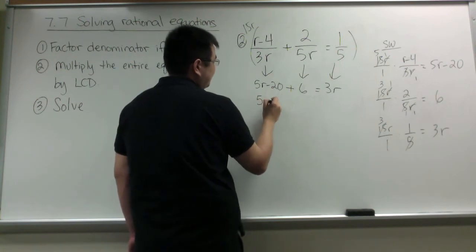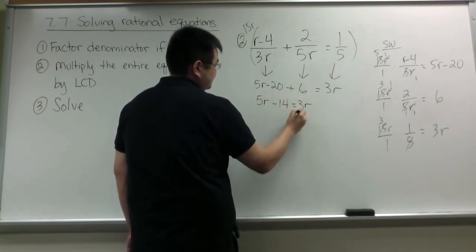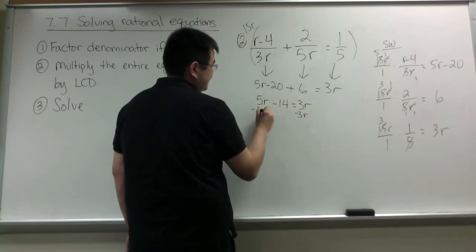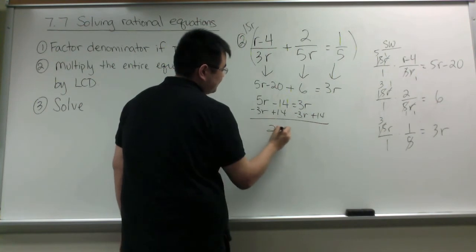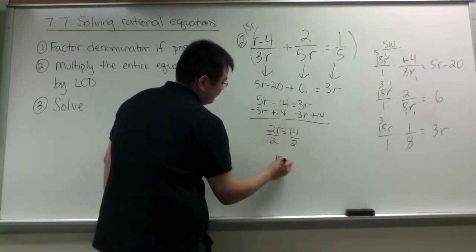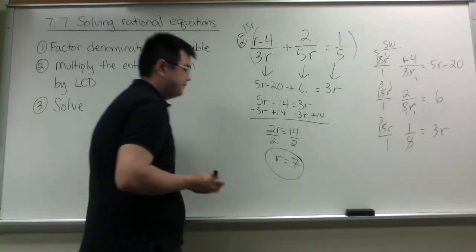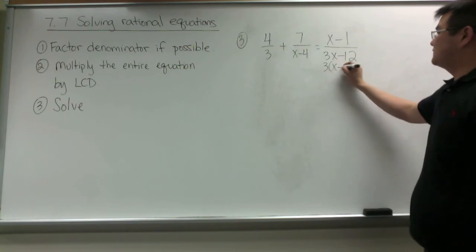We're going to combine our like terms, subtract 3r on both sides, add 14 on both sides. We get 2r equals 14. Divide both sides by 2. Finally, r equals 7.